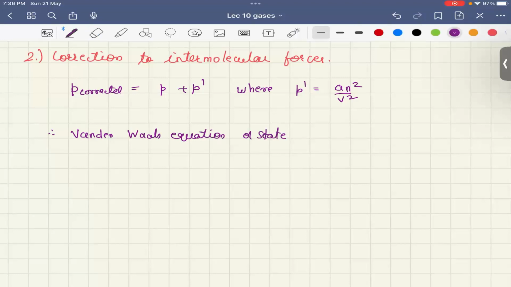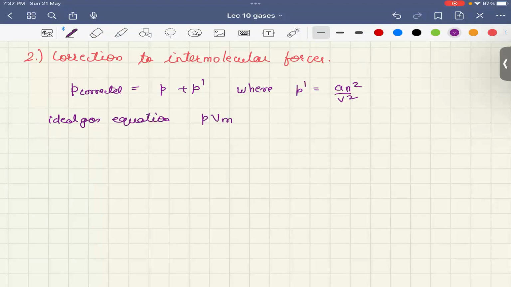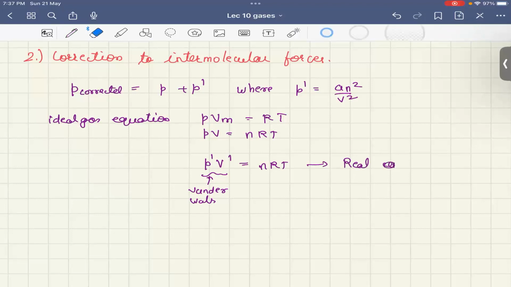So before that, let us write the ideal gas equation. The ideal gas equation is PV equals nRT. So if instead of this we write P dash V dash, which we got from van der Waals correction, equals nRT, then this becomes the real gas equation.